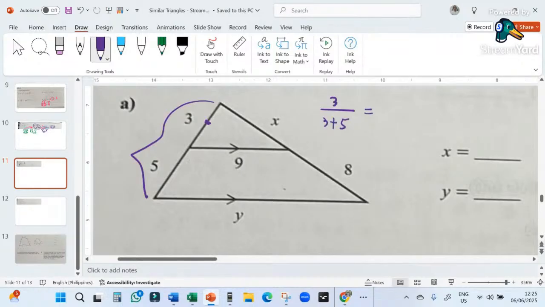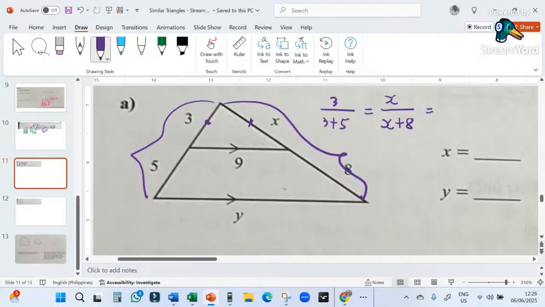Okay. Equal to this side, which is x, over the whole side of the other triangle, x plus 8. This is like the small side is to the bigger side on the same orientation of the other one. The bottom one is the same to the bottom of the bigger triangle on the same orientation. If I say the same orientation, the same direction, the same location, okay.